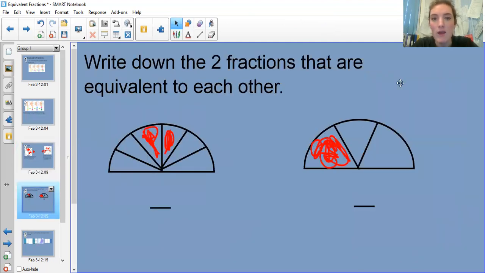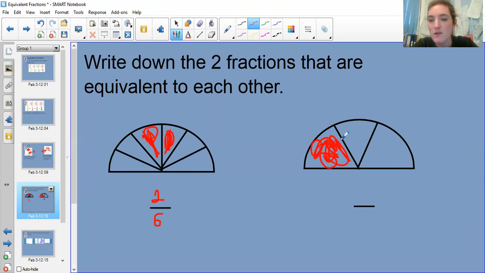Write down the two fractions that are equivalent to each other. Again, they look different, but they are equivalent. They are still equal value to each other, even though they look slightly different, okay? Our denominator, the number on the bottom for this, is going to be the total number of parts. We've got 1, 2, 3, 4, 5, 6 parts in total. What fraction of the shape is coloured in? The answer for this one would be 2. So 2/6 of the semicircle is shaded in red.